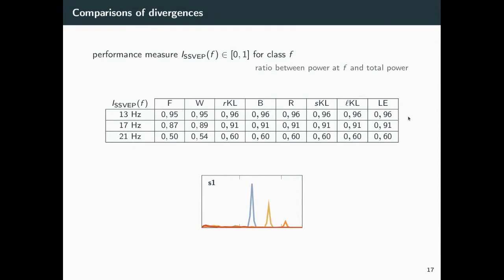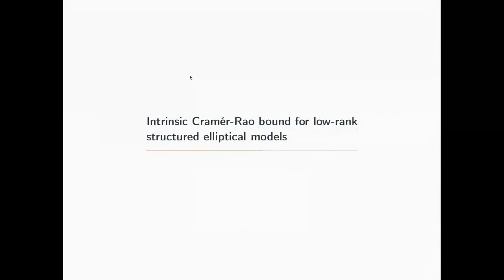But when we go further in frequencies, to the 21 Hertz, the Frobenius and Wasserstein methods don't perform that well, which is quite interesting because the signal to noise ratio in this experimental condition is lower than for the 13 Hertz. So we observe the same behavior as for the simulated data, and these methods give less consistent results. Okay, so that will be all for this part.